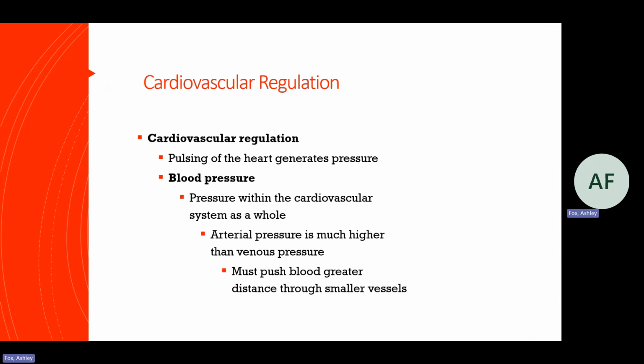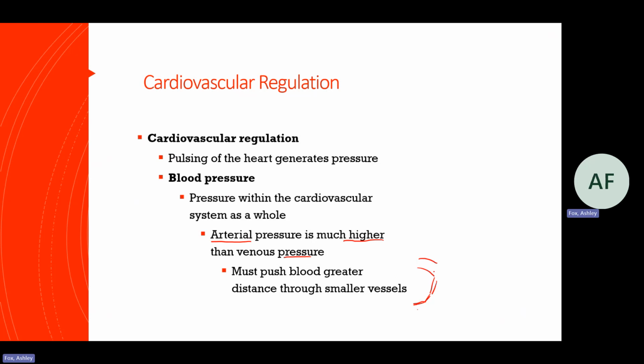So we talked about blood pressure. Each time your heart beats, it's going to change your blood pressure a little bit. Blood pressure is everywhere, in all the blood vessels, but significantly we worry about arterial pressure because it's much higher than venous pressure. Why is it higher? You're going to have to push blood through smaller and smaller vessels. Our arteries go from large to small, from the aorta to medium arteries to arterioles and then to capillaries.